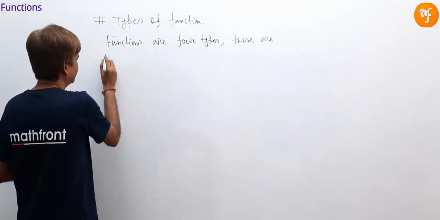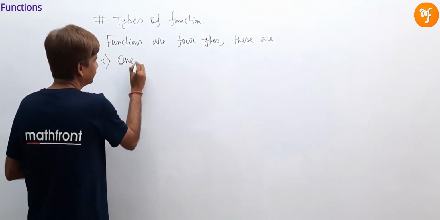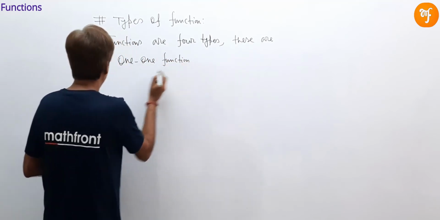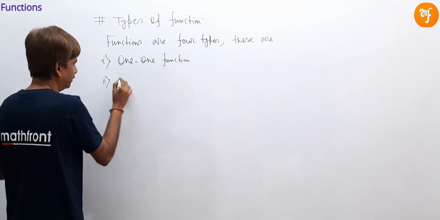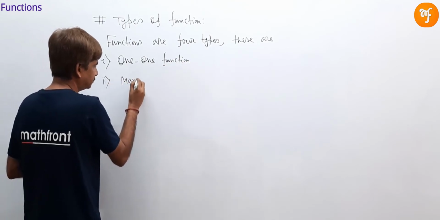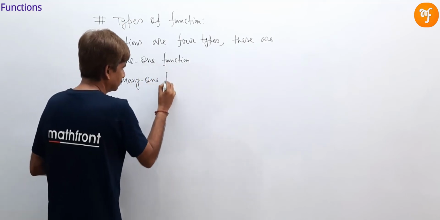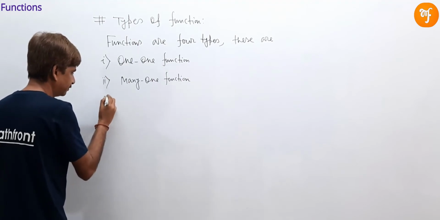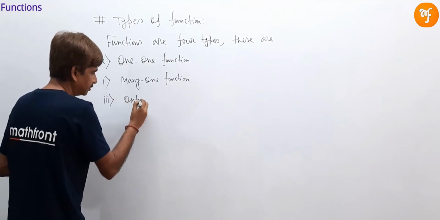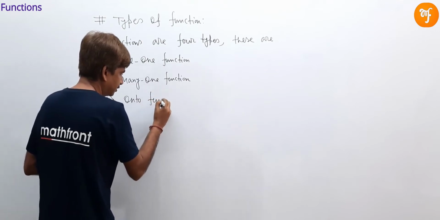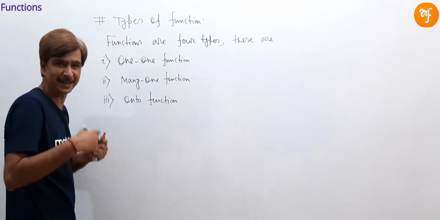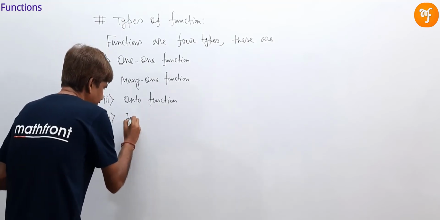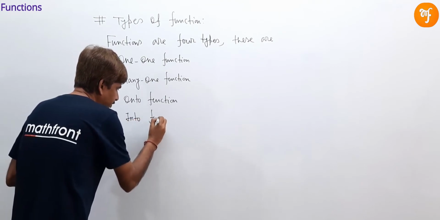So these are number one, one-one function, number two, many-one function, number three, onto function, and number four is into function. Number four is into function. So into function. Okay.